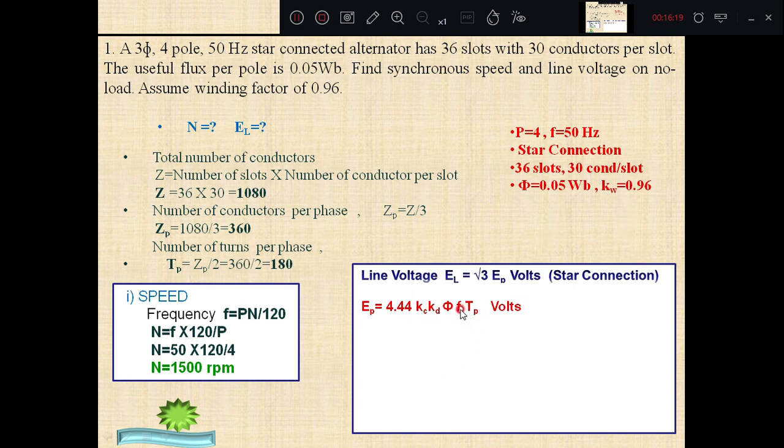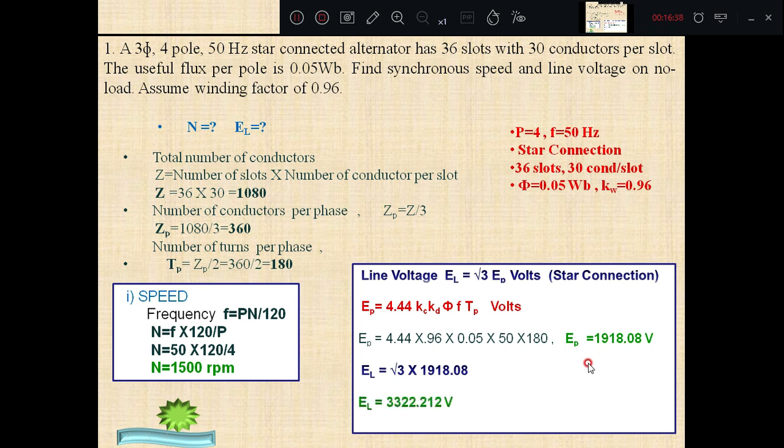The phi is given, f is given, TP is given. You just have to substitute the values here. Then what we are getting is EP is equal to 1918.08 volts. At the same time, if you want to calculate the line voltage, you just have to multiply by √3. It is very simple. First you calculate the TP, then you go for either the frequency equation or directly EP. If you are asked the speed, you can calculate it, otherwise you can go directly for the voltage.